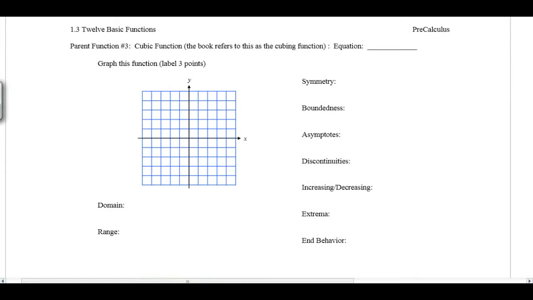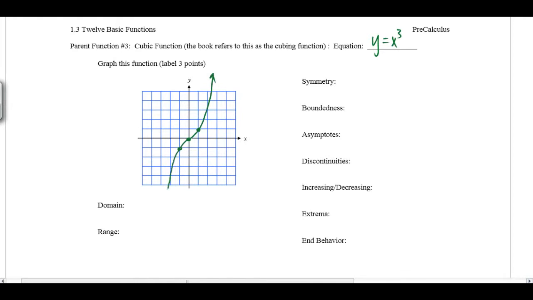Number 3, let's talk about the cubic function, or what I like to call the John Travolta. The John Travolta, y equals x cubed. Right? 3 points, you could do 0, 0, 1, 1, -1, -1. No, it shoots off like this.